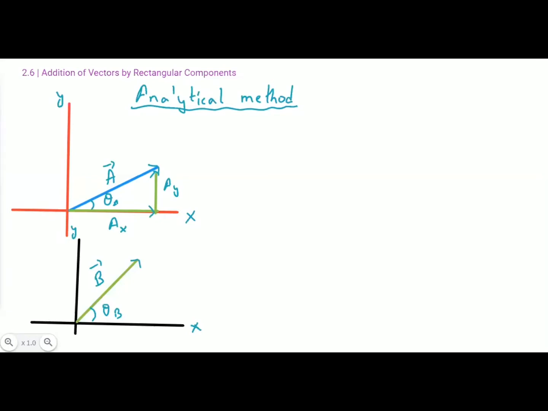So its x component will be along the x-axis and its y component will be along the y-axis. They will be named as Bx and By. The components of the vector B will be named as Bx and By, the vector component along the x-axis and the vector component along the y-axis.